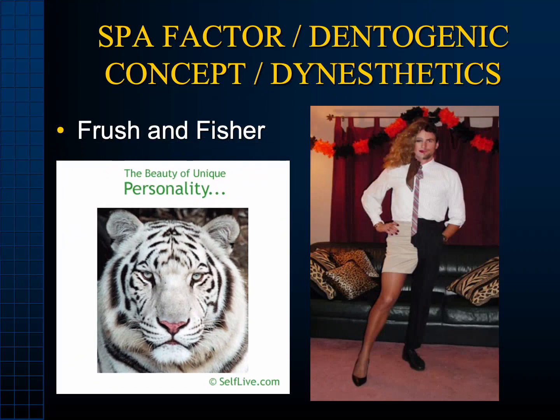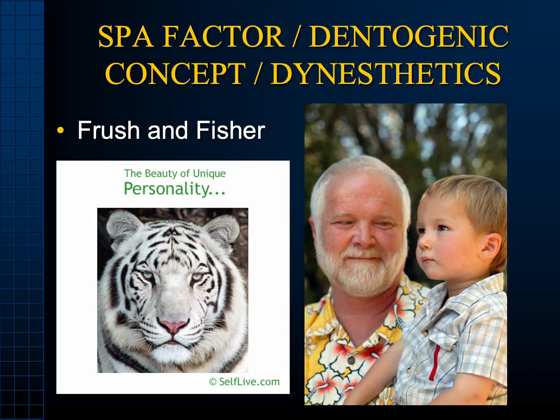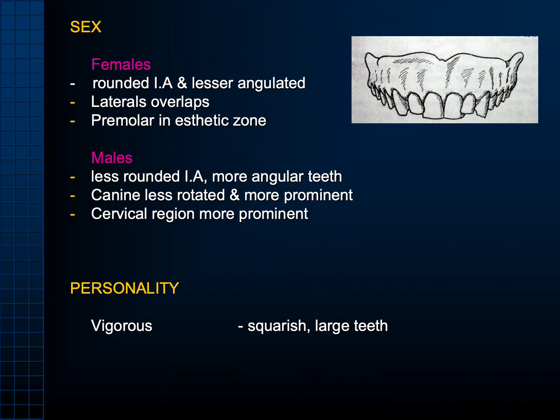He considered three factors. One is the gender, the other one is the personality, and the other one is the age of the patient, which were used as criteria for selection of the anterior teeth. According to the gender, he felt female patients had rounded incisal angles and lesser angulated teeth, the laterals could be overlapping the centrals, and premolars are considered the aesthetic zones. The entire thing is opposite for male gender. It is less rounded, canines are more prominent, cervical region is more prominent.